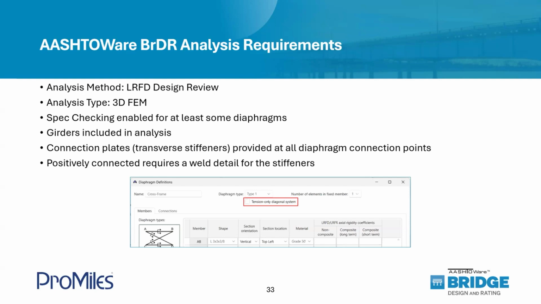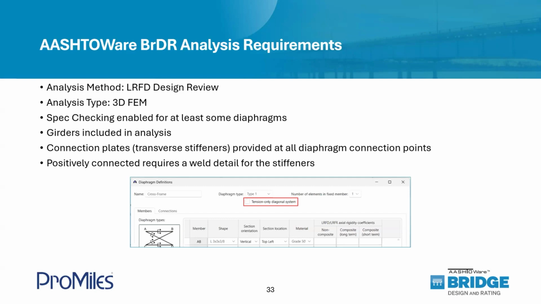And this is because it's a diaphragm spec check requirement, and spec checking for diaphragms occurs for 3D analysis only in BrDR. You'll need to enable spec checking for at least some of the diaphragms. You need to include girders in the analysis, so you'll mark girders as existing. And that's because we need those girder moments to compute the stability requirements.